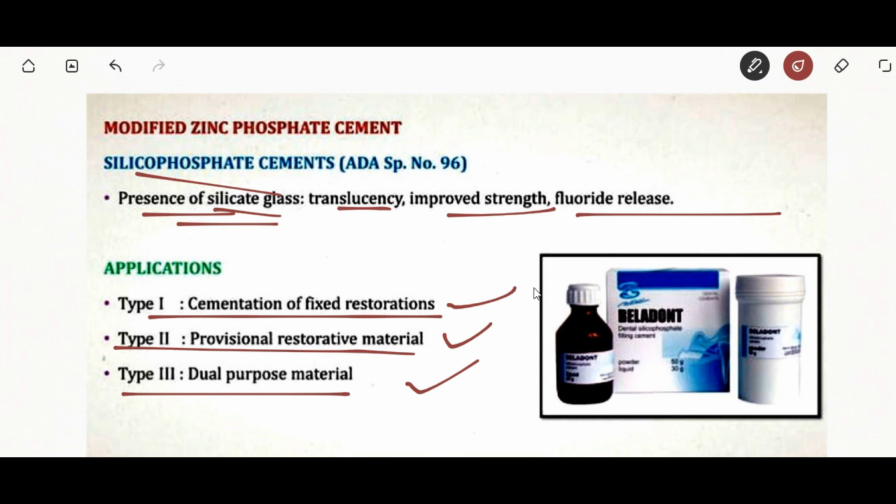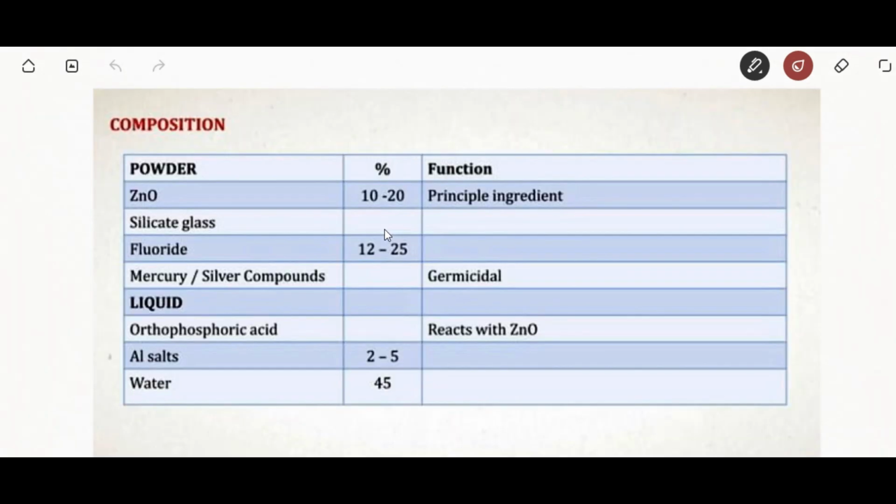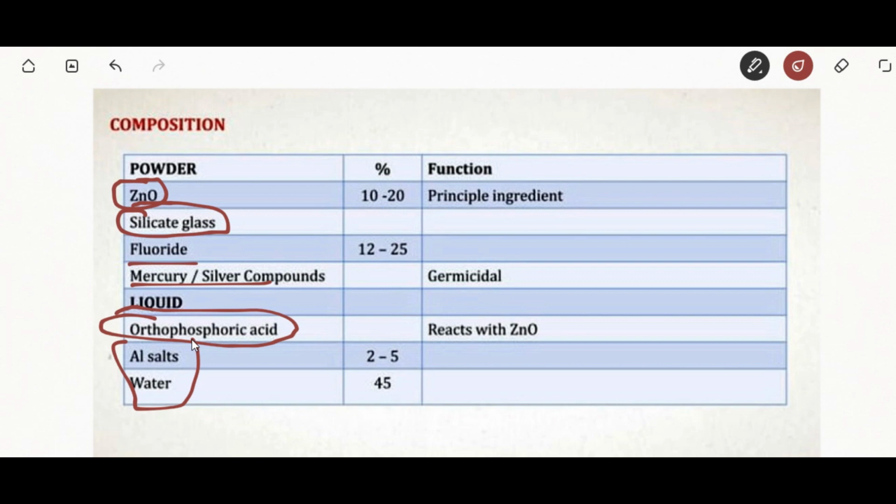So the composition is zinc oxide, the principal ingredient, in the powder form, with addition of silicate glass, fluoride, and mercury. The liquid here is orthophosphoric acid that will react with the zinc oxide powder. So properties: working time 4 minutes, setting time 5 to 7 minutes, compressive strength 140 to 170 megapascal, tensile strength 7 megapascal.